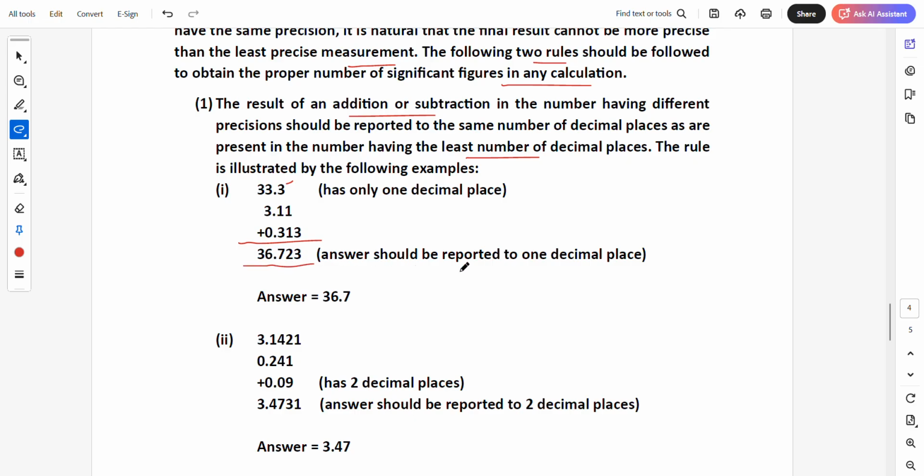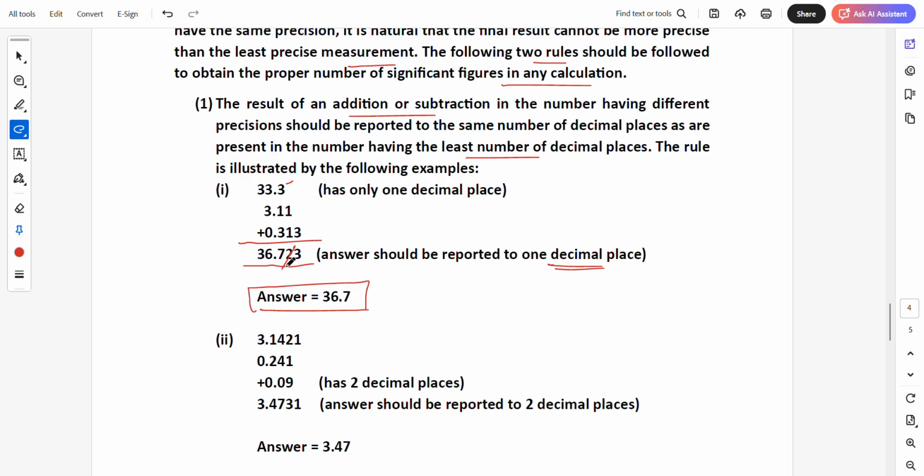36.723. Now the answer should be reported to what? One decimal place. Therefore, after this point, we have 7 and 2. The 2 should be omitted. 2 is less than 5, so the previous number will be as it is. Therefore, the answer is 36.7. Hope you have understood.